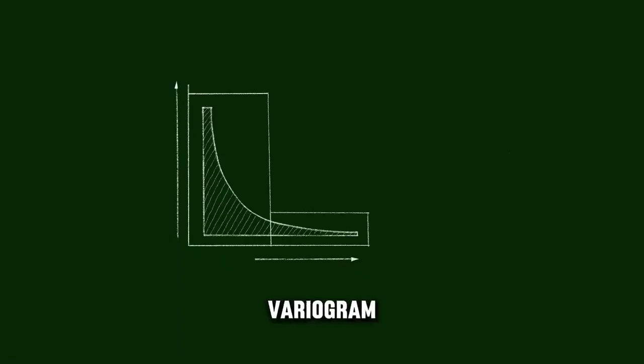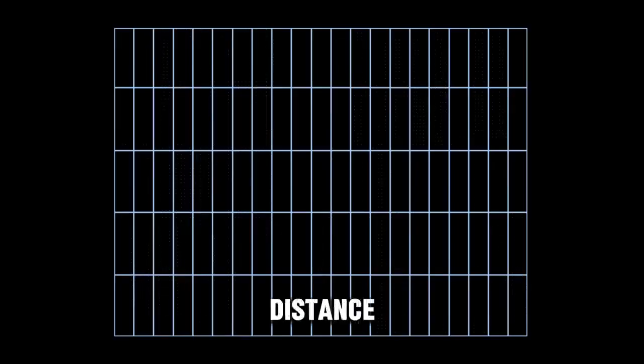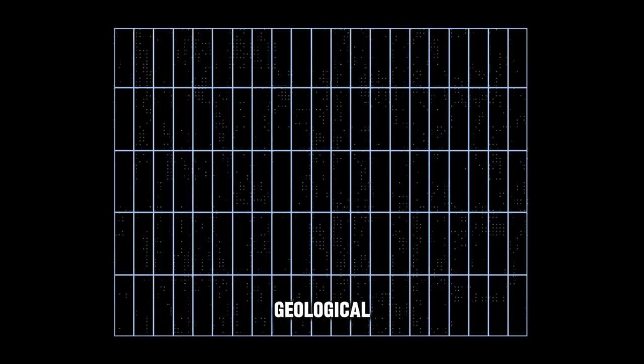To build a good variogram, we need to set a lag distance and a tolerance. The lag distance is the interval we use to group sample pairs, and the tolerance allows for some flexibility since geological data is never on a perfect grid.